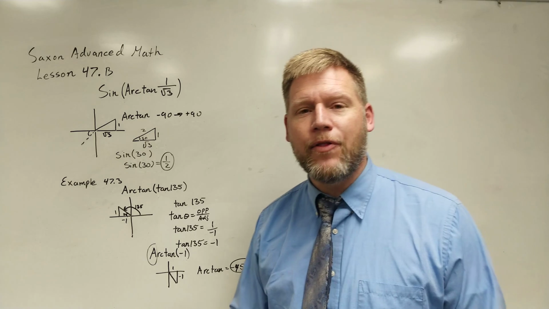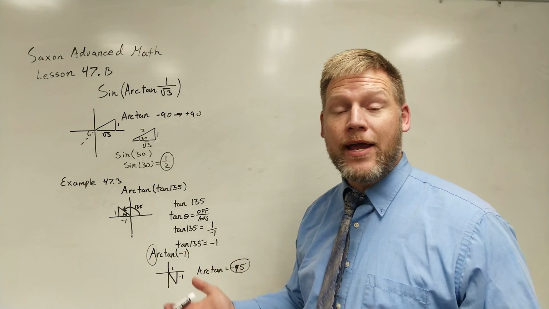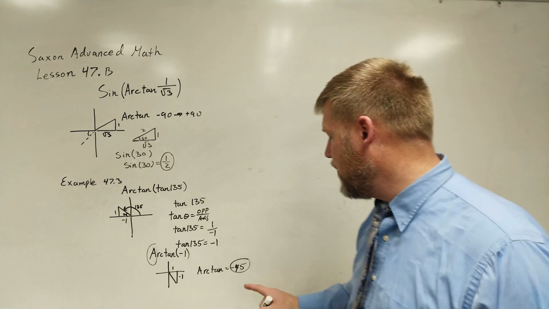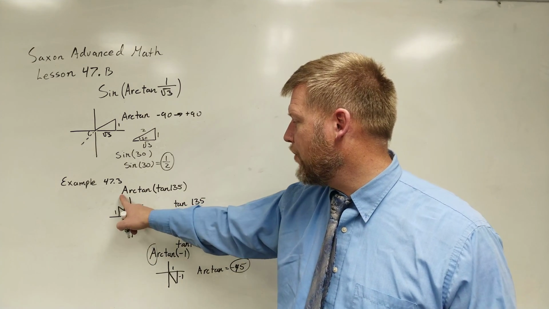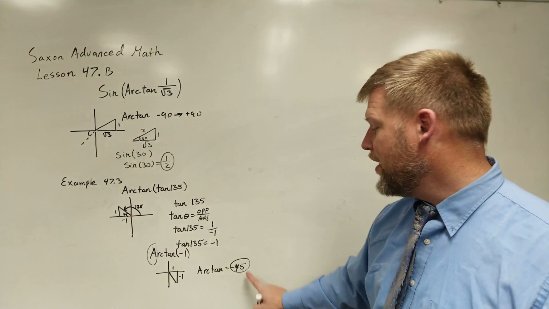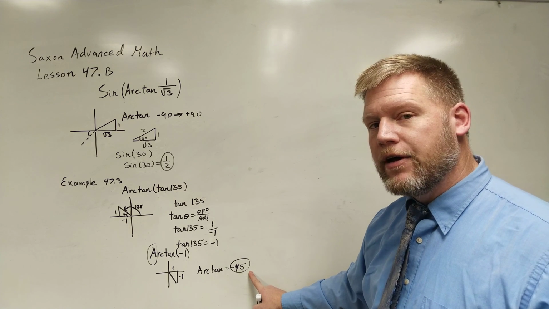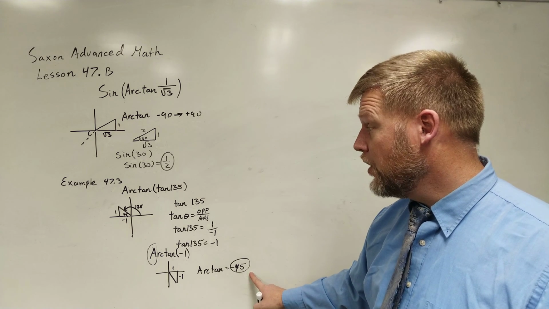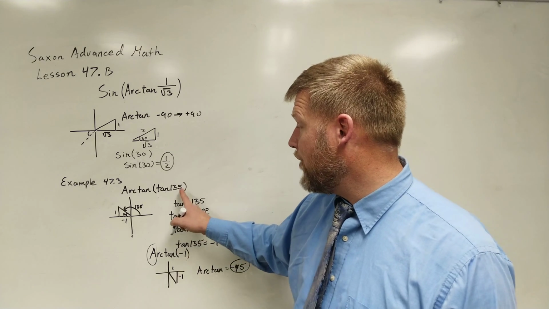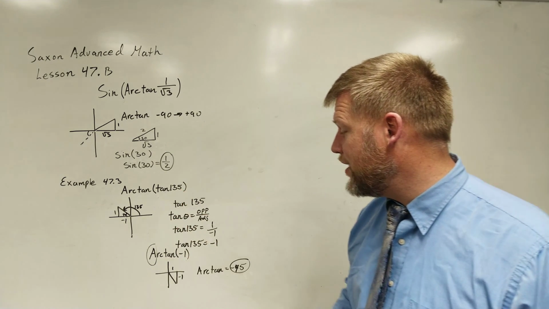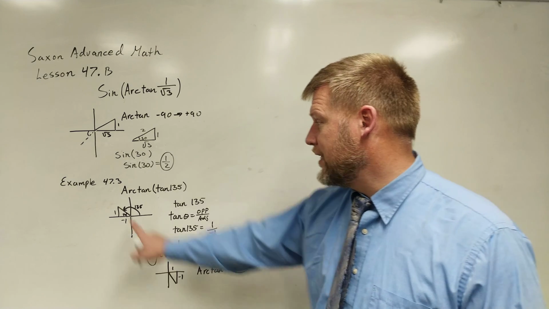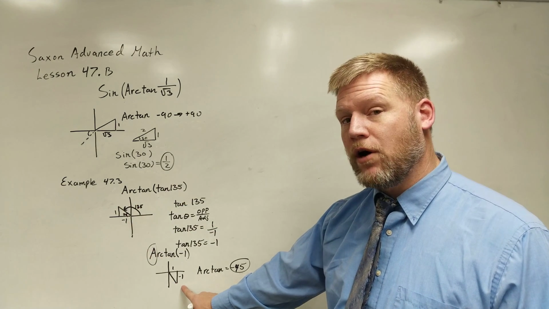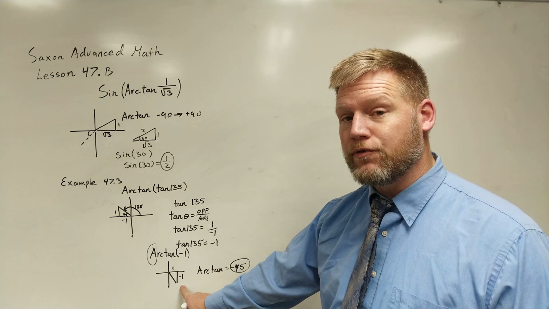Well, how could I label that? Given the range of -90 to +90, that would be -45 degrees. So the arctan with a capital A of the tangent of 135 is -45, because there are two places where that 45-45-90 triangle exists that would give me a negative value, here and here. But this A limits me to this fourth quadrant, and so I have to use the fourth quadrant version.